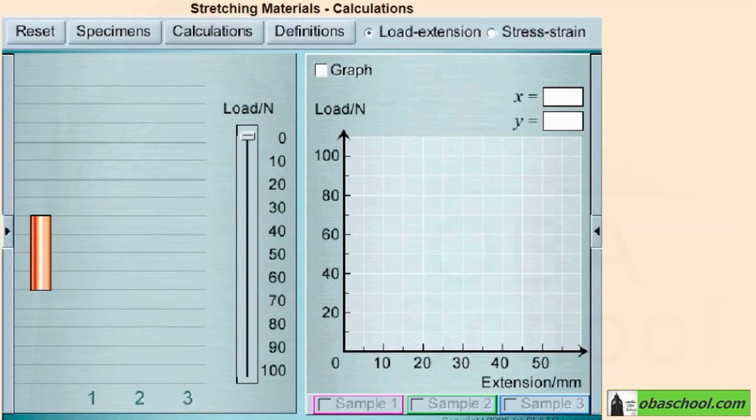Hello everyone! In this video, we're going to further study the calculations of strain energy. You can find the strain energy for any specimen provided, but it must not exceed the elastic limit.